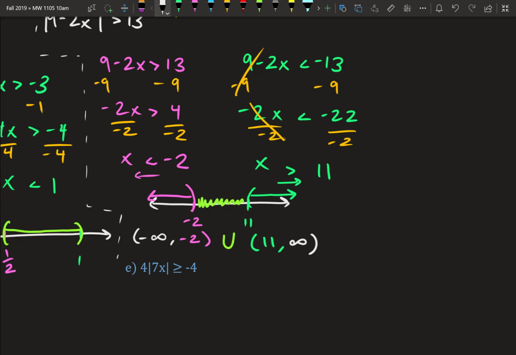And it's always like that. If they go apart, it's negative infinity, number, union, number, infinity. Always, always, always. And I'll write that here for you. It's always going to be negative infinity, number, union, number, infinity, if it's greater than, if they go apart when you graph it.